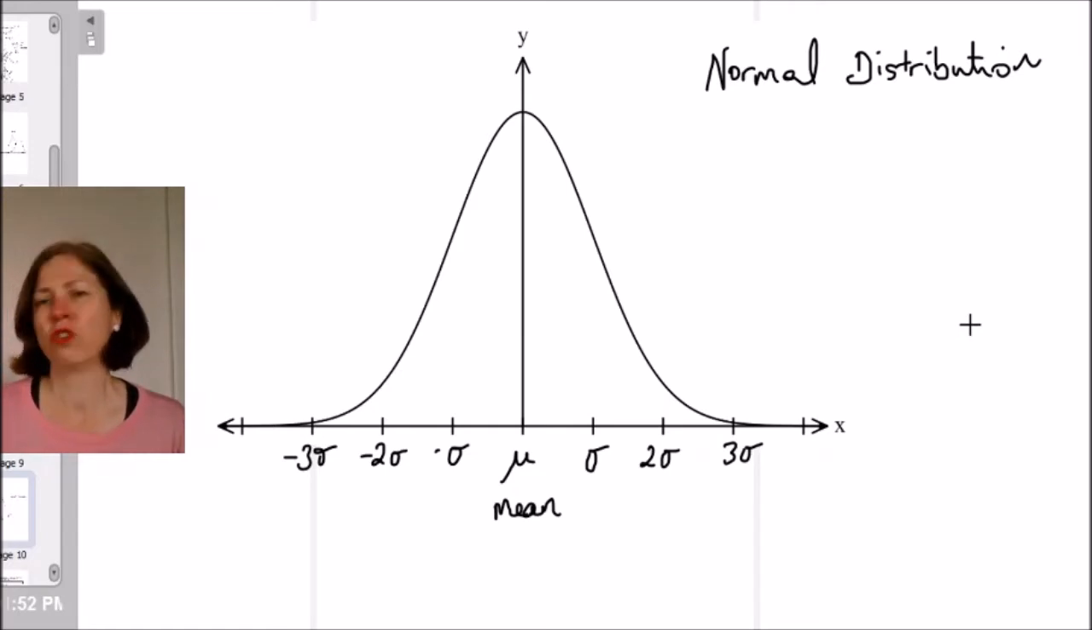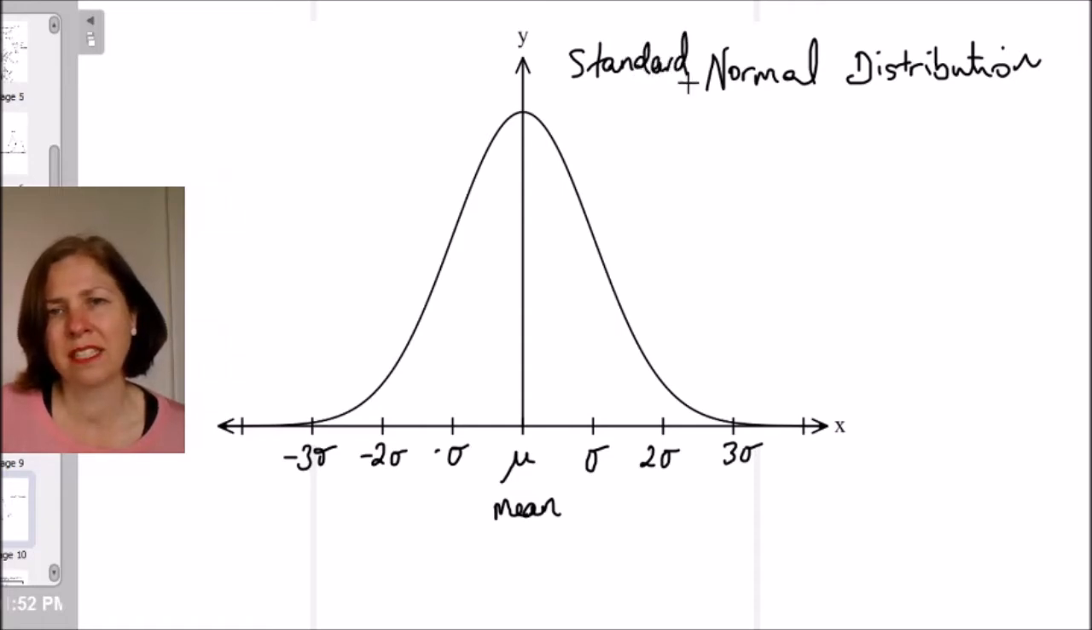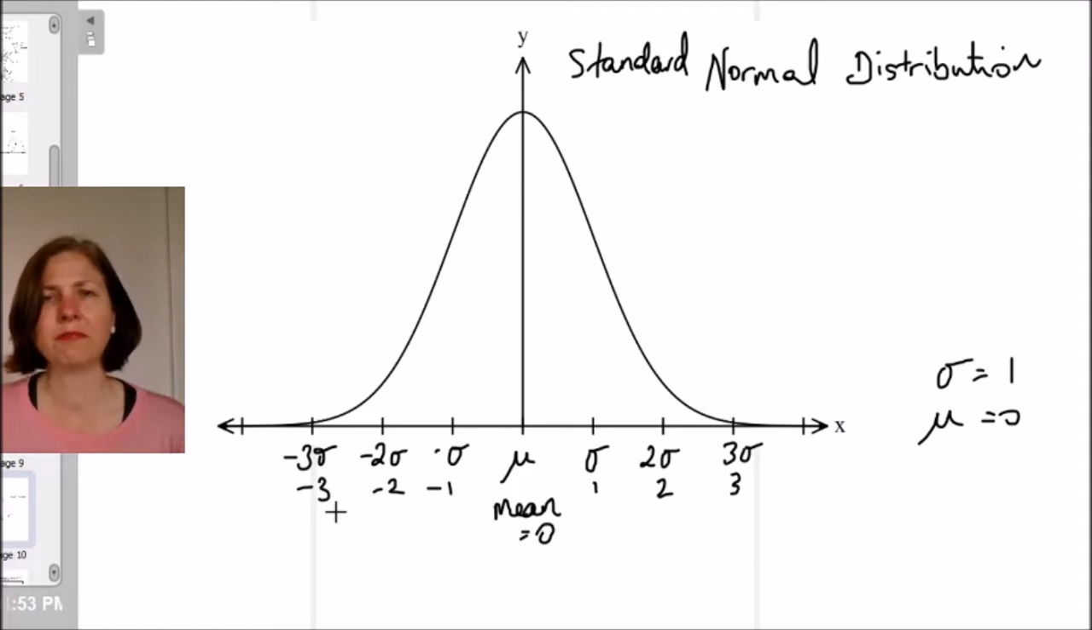So what I want to do just for now is talk about a standard curve. If we want to make this into the standard curve, all I need to do is say my standard deviation is 1 and my mean is 0. So this is going to be 0 here. This is going to be 1, 2, and 3, and -1, -2, and -3.